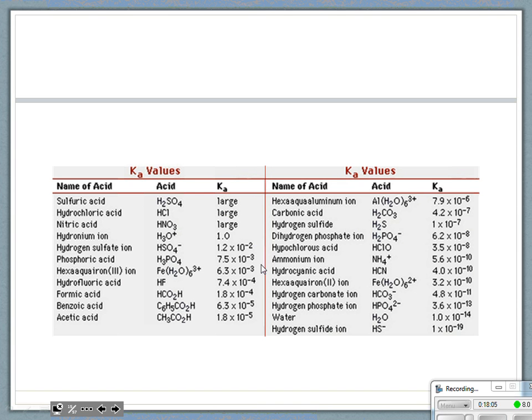So when looking at these values, what you need to know if you're given Ka values like this is, look at the Ka of acetic acid. Here it is. Now, which is a stronger acid, acetic acid or phosphoric acid? Phosphoric acid is, because its Ka value is bigger. Which is stronger, hypochlorous acid, right here, or acetic? Acetic. So you need to be able to look at those Ka values and say, okay, which one's bigger? The bigger one is the stronger one.